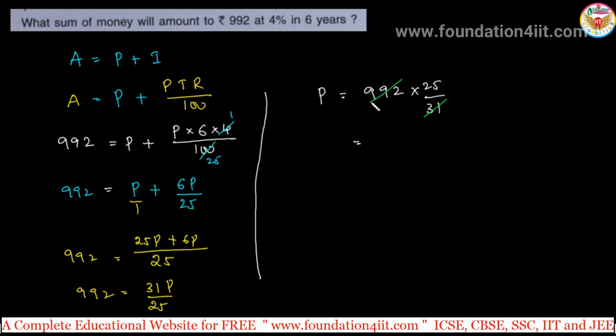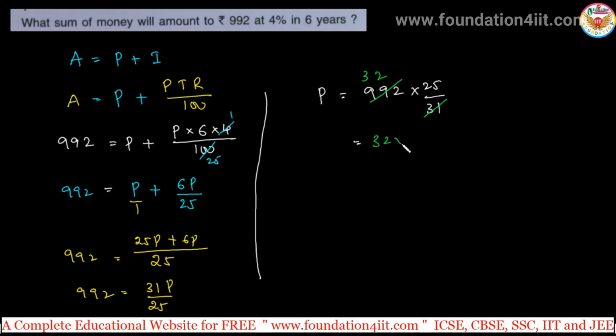31 you can cancel it. 31 3s. So 3 3s are 9. 3 ones are 3, and we get 93, right? Then 6, 62. So times 2, 32. 32 into 25. Just multiply, there is a P value of 800.